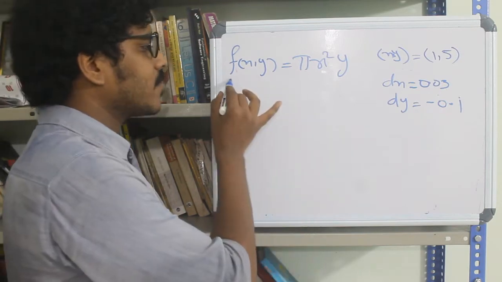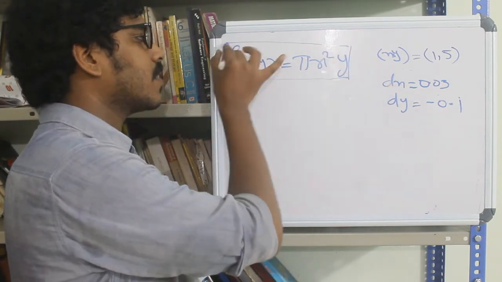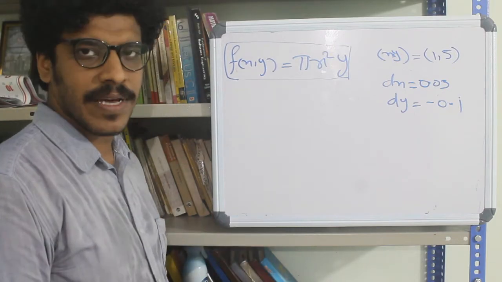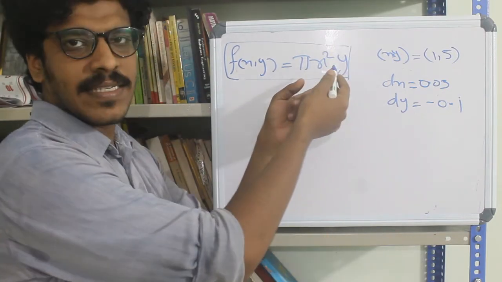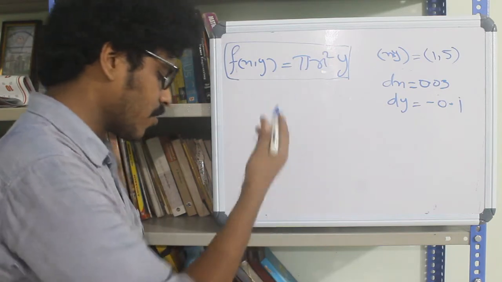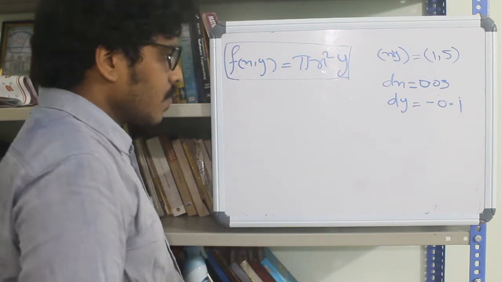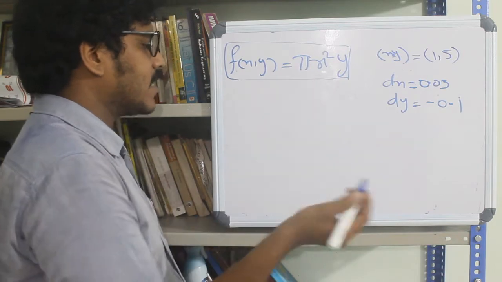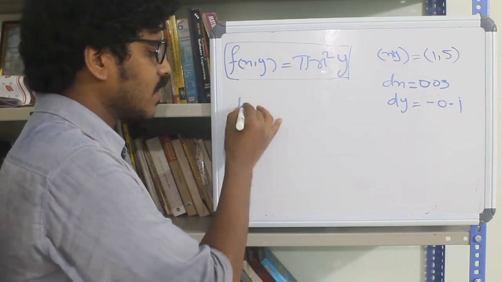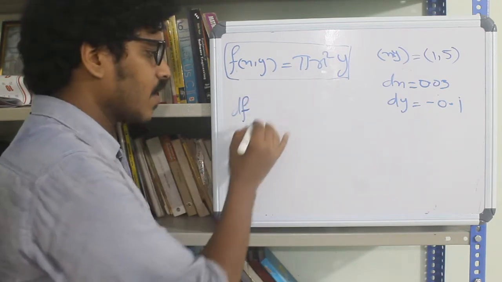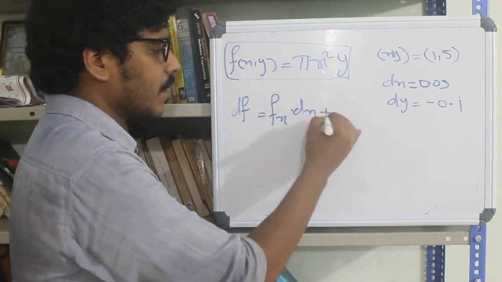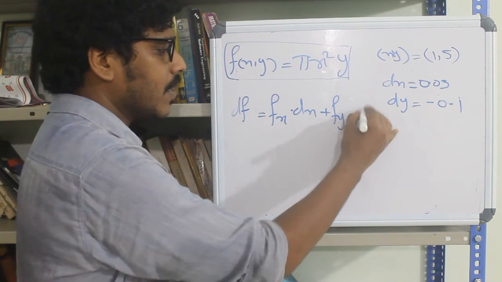Right. Have you seen this function before? This is the function we have just used to evaluate the volume. We used r and h instead of x and y. It's the same volume function. So let's try to approximate the absolute error, which was df. So what was df? fx into dx plus fy into dy.